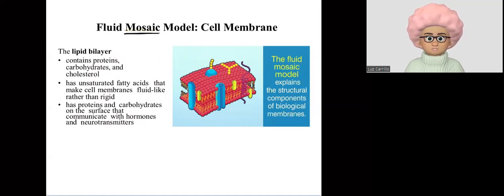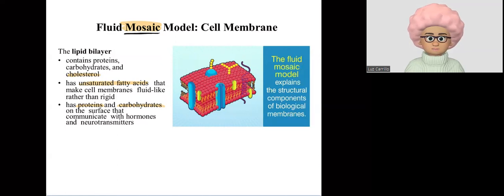let me use my highlighter too, it's actually represented by the variety of components that are there. We have unsaturated fatty acids. We have carbohydrates. We have proteins. We have cholesterol. So there's different things that are present in the molecule.